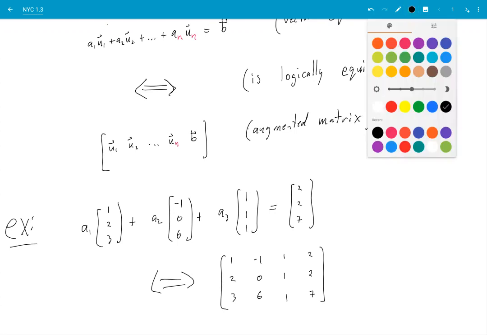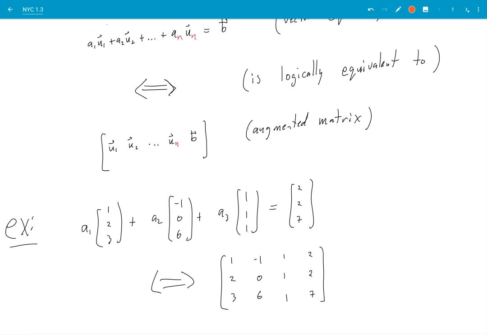Okay, so this gives us an option. We can either work to find a solution here, or more likely, we can work to find a solution here.